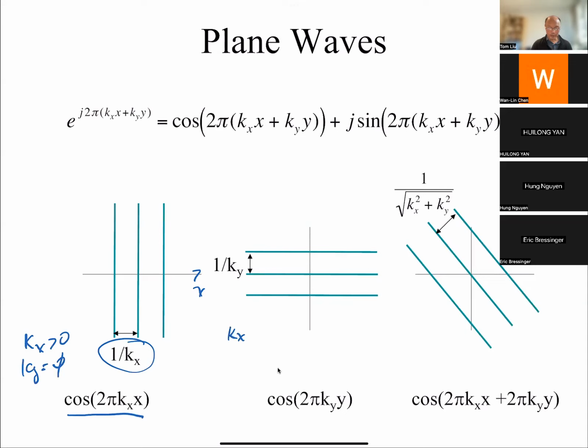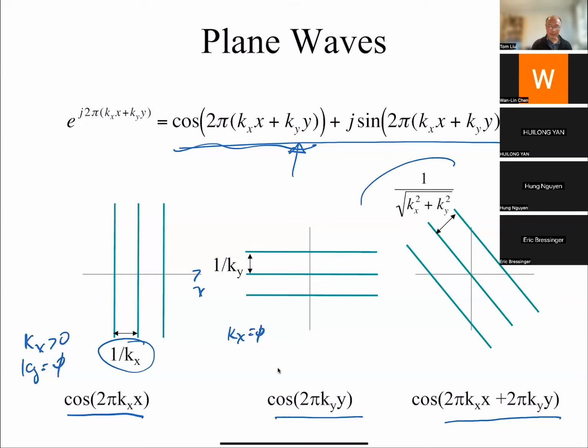Similarly, in this case, kx equals 0, so we only have the ky y part of it. We have cosine 2 pi ky y, and therefore there's no variation in the x direction, only variation in the y direction. And then finally, we could have both 2 pi kx x and 2 pi ky y. Now this function varies both in the x direction and in the y direction, and the wavelength is given by 1 over the square root of kx squared plus ky squared.